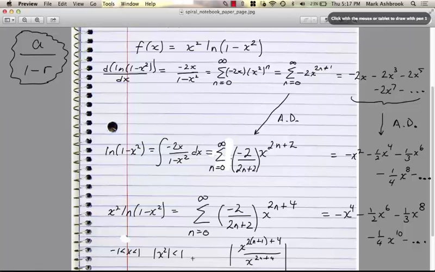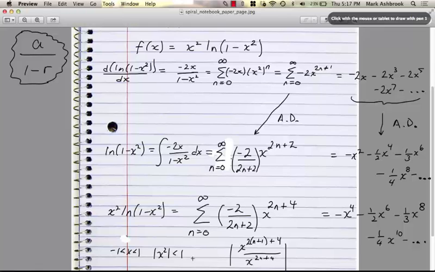Yeah, Louis. Where did you get, for the natural log of 1 minus x squared, where did you get that -2 over 2n plus 2? This right here. No, that one. To the right. Yeah, how'd you get that?